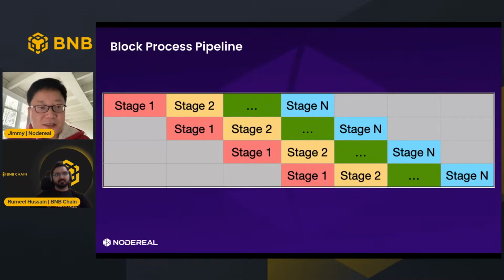There's another optimization we have introduced for the BNB Smart Chain, called the block process pipeline. Pipeline is not a new concept. It's a traditional concept of computer science. It breaks the whole process into smaller pieces, and we can introduce concurrency to process each smaller step in a concurrent way. If you are familiar with CPU architecture, the CPU hardware design also has a pipeline to handle operations. Our technology is very similar to this design.